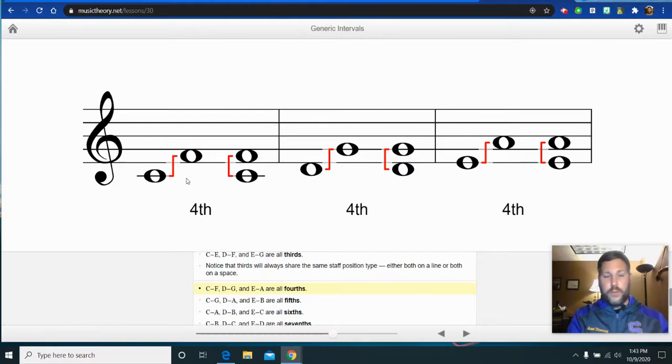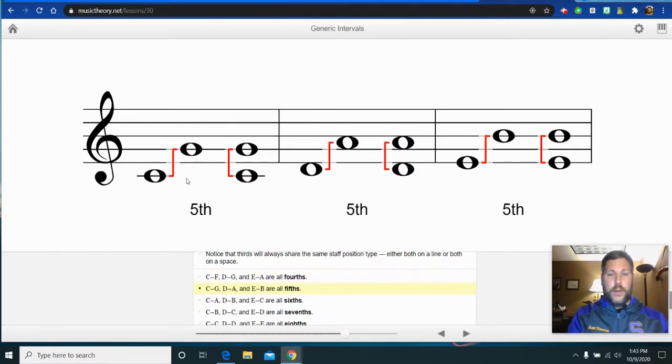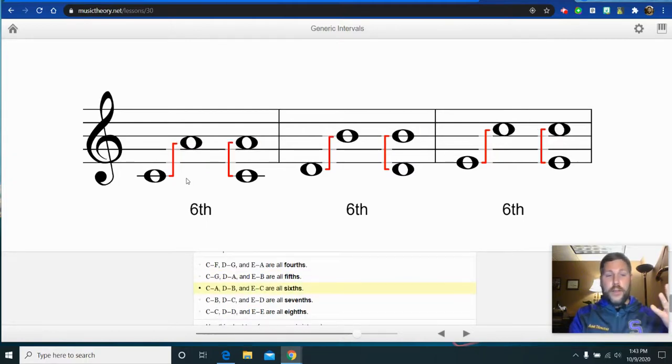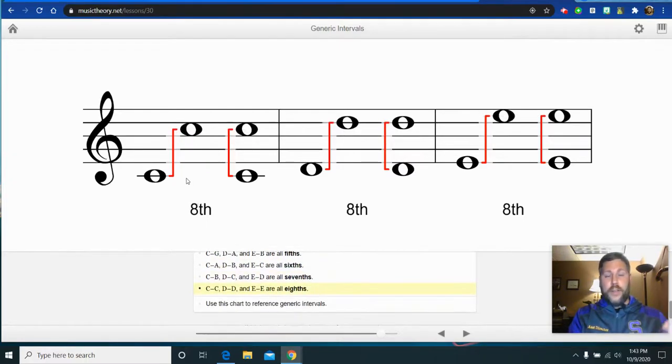Okay, we'll count those intervals just the same. Okay, more examples. I'll move through this really quick because there's no sense in me counting through all these. You kind of get the idea. Okay, so your fifth, your sixth, your seventh, and then your eighth. Oftentimes in band class, you'll hear us refer to this interval of an eighth.